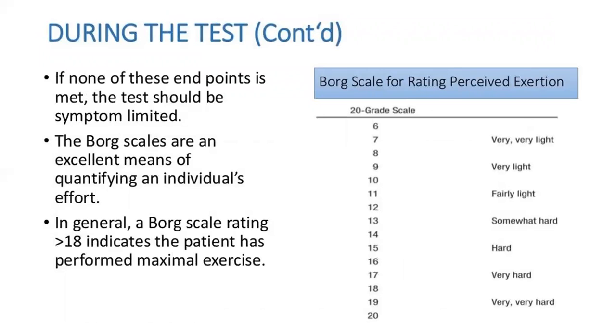You can have a look at during the test. If none of this endpoint is met, the test should be symptom limited. The Borg scales are an excellent means of quantifying an individual's efforts. In general, a Borg scale rating above 80 indicates the patient has performed maximal exercise.